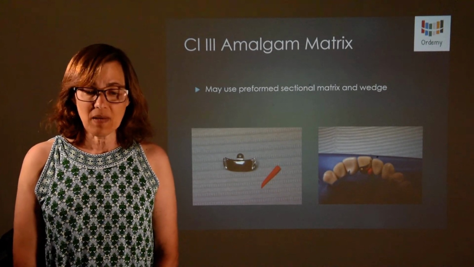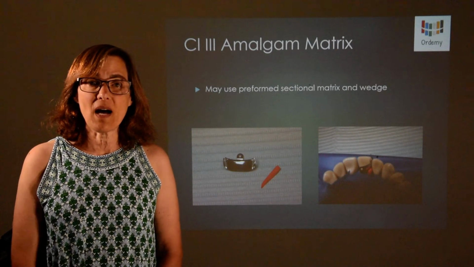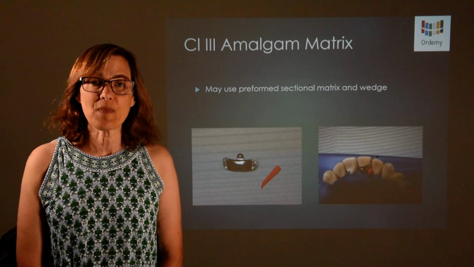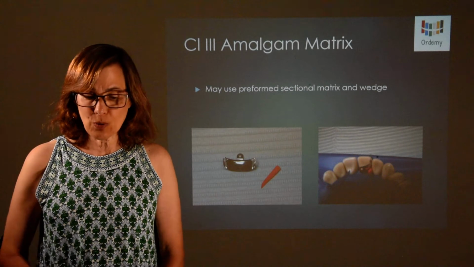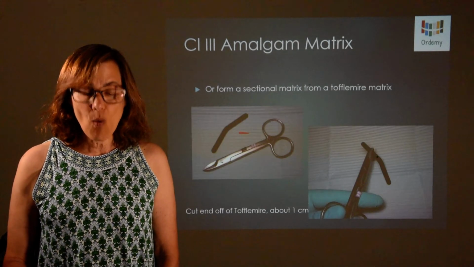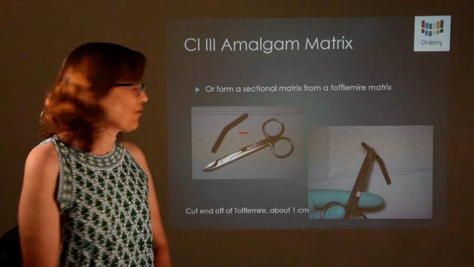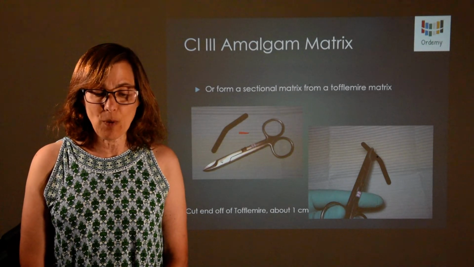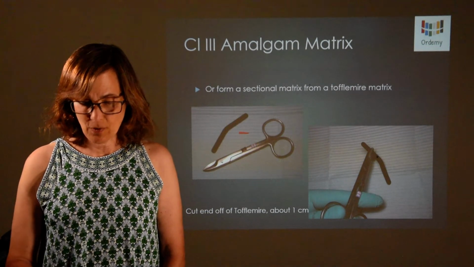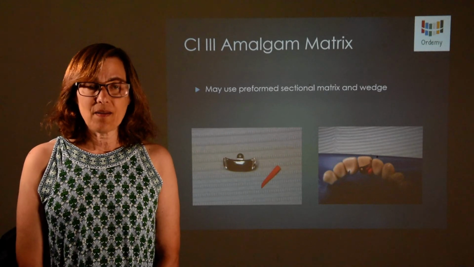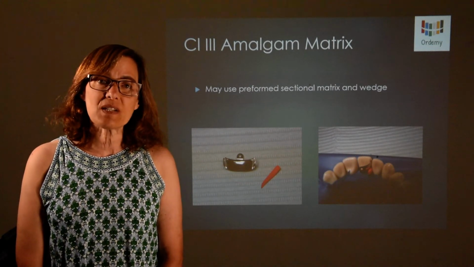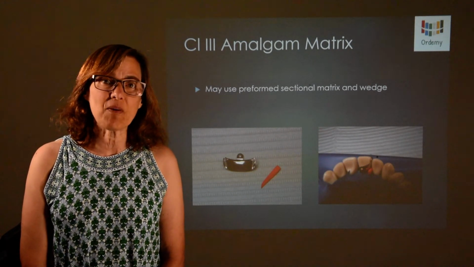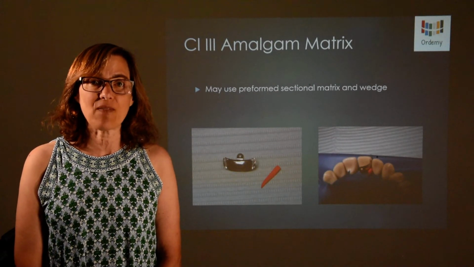The matrix system consists of the matrix and the wedge. You can purchase commercial matrix, or you can make them yourself with the Tofflemire matrix. The Class 3 restorative portion will be what you will be responsible for, and you will need to have a matrix system of the matrix band and the wedge.